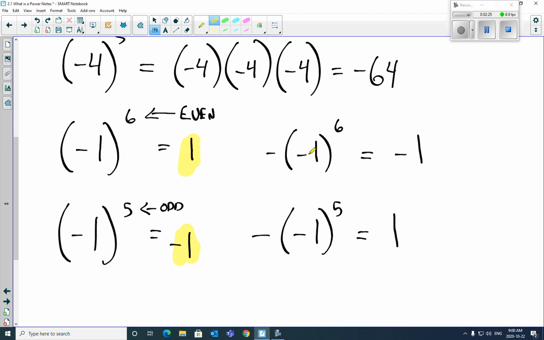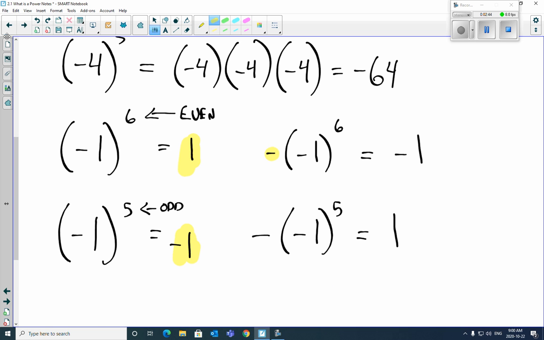Okay, let's look at this one. Ignore the negative at the front for a minute. -1 to the 6 is +1, and then times the negative becomes -1. -1 to the 5 is -1, but then times a negative is a positive. So you're going to see instances like that where the negatives are on the outside or the inside, and you really have to understand what you're doing with those ones.